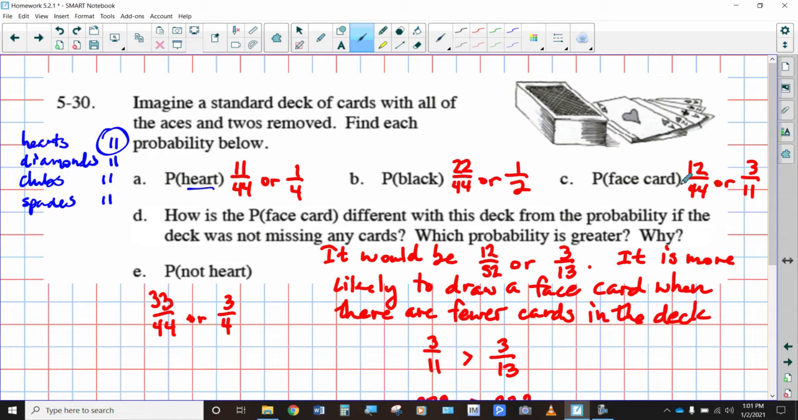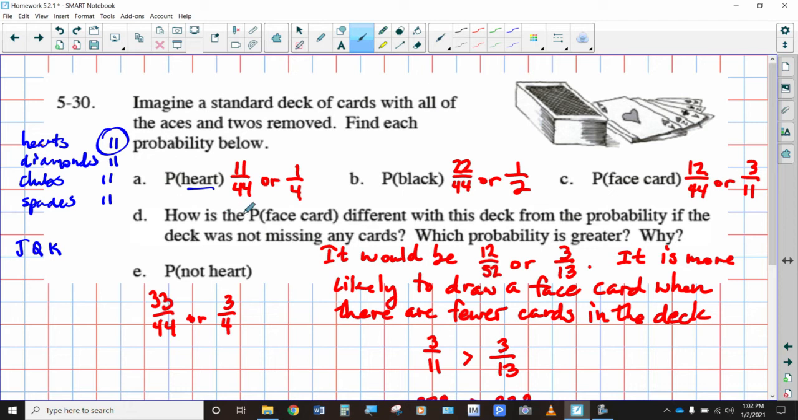And then the face cards would be the jack, the queen, the king, and so there's 3 of those in each one of those suits, so that would be a total of 3 times 4 is 12. So you got 12 face cards out of 44, which is 3 out of 11 once you simplify that probability.